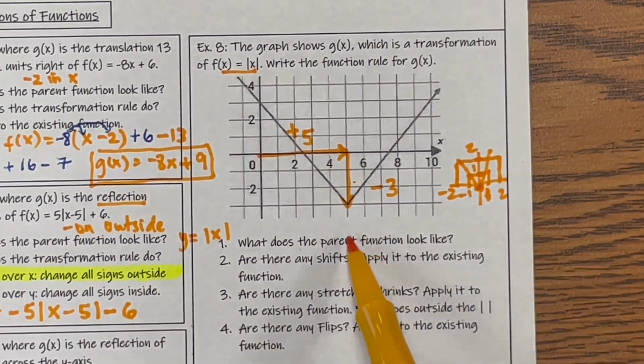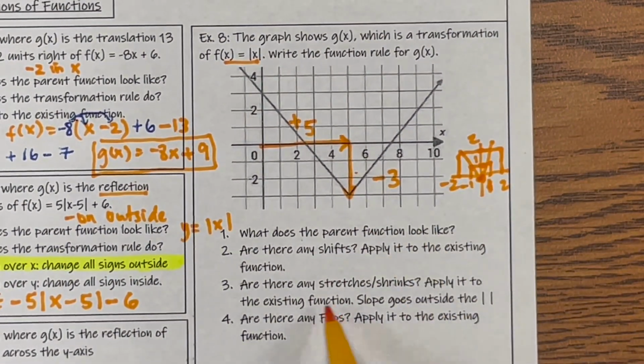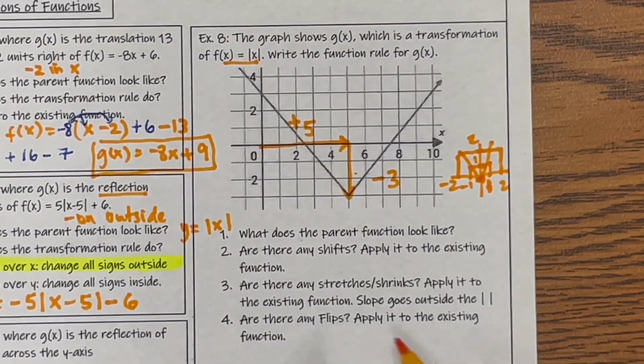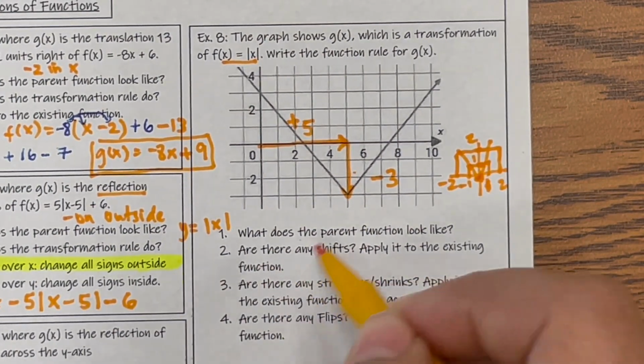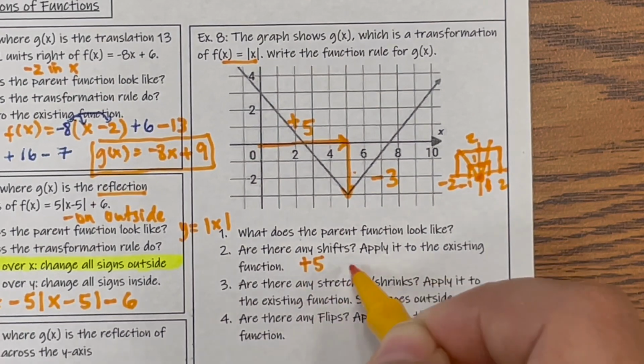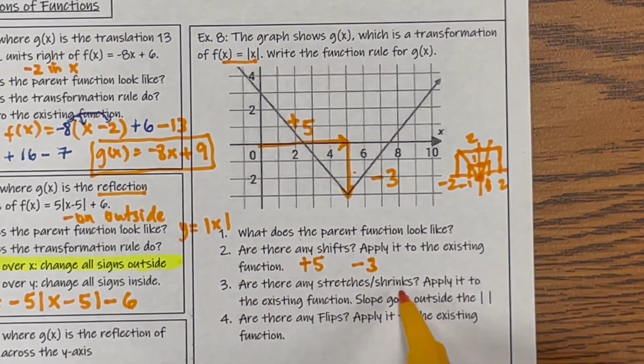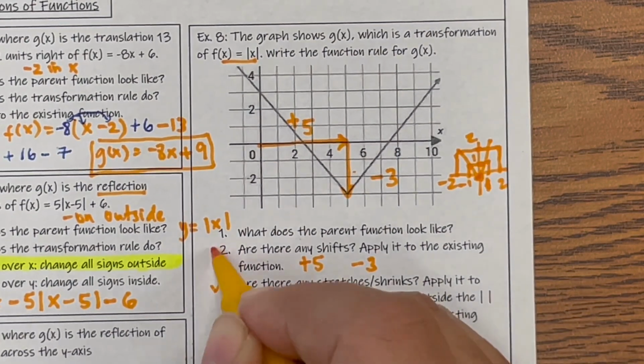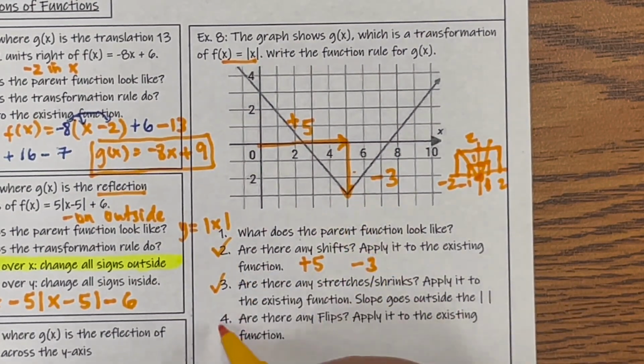And so there's a little rule that you need to remember for this one. Slope goes outside the absolute value. You just need to find your new slope. So there are shifts, which is here, right 5 and down 3. Then there's stretching and shrinking. Yes, there is. Slope goes outside. So yes and yes. Then it flips. Did it flip? No. So I'm going to do 2 transformations. I'm going to write it out.